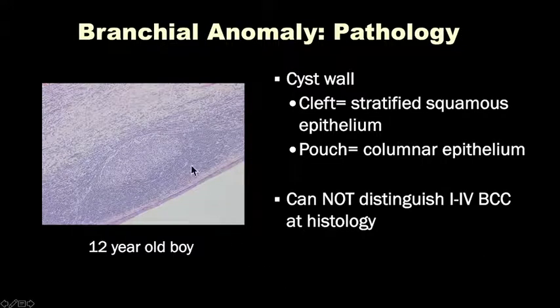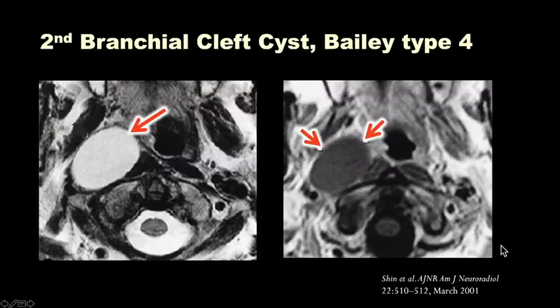At pathology, in the same case, there was stratified squamous epithelium, defining it as a cleft anomaly, whereas a pouch anomaly would theoretically have columnar epithelium. But what's important to remember is that the pathologist cannot tell us what subtype 1 through 4 branchial cleft cyst it is. The histology is the same for all of them, and it's really up to us as radiologists or the surgeons to tell them the subtype based on the location.